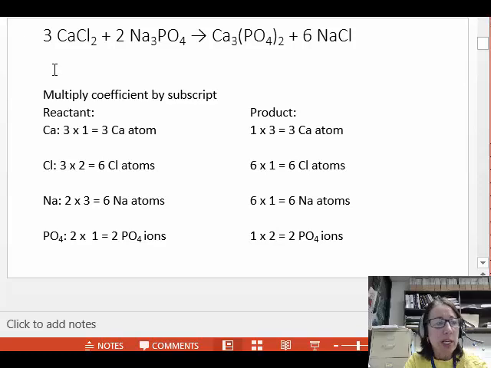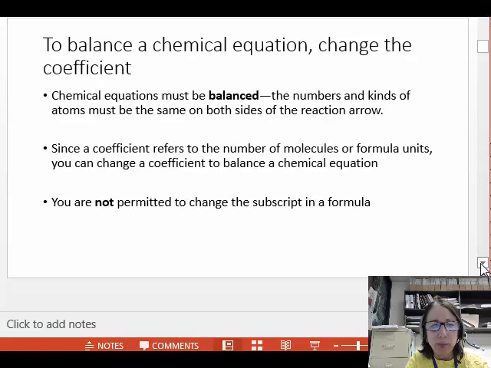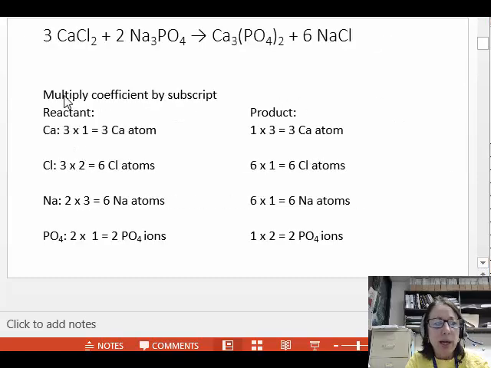Let's look at calcium first. Even though calcium exists as a cation, we will refer to it as an atom when we balance. I hope this doesn't confuse you. In the context of balancing, the charge doesn't matter. A coefficient of 3 is multiplied by a subscript of 1, which gives us 3 calcium atoms on the reactant side. On the product side, a coefficient of 1 is multiplied by a subscript of 3, yielding 3 calcium atoms.